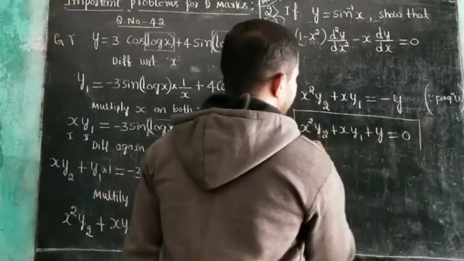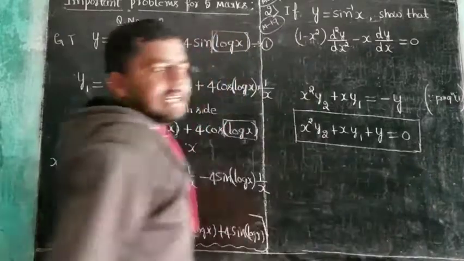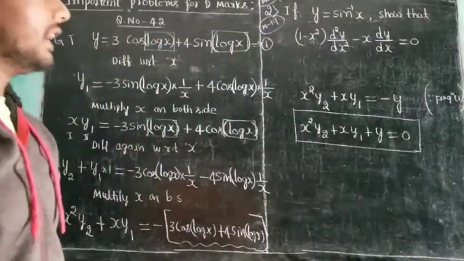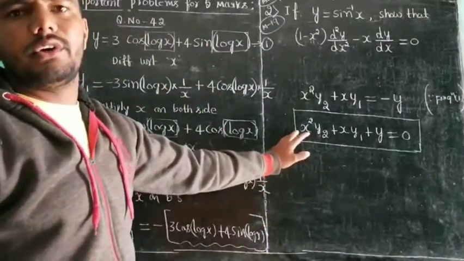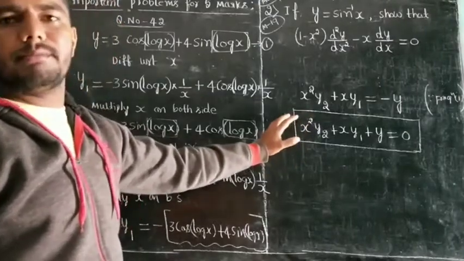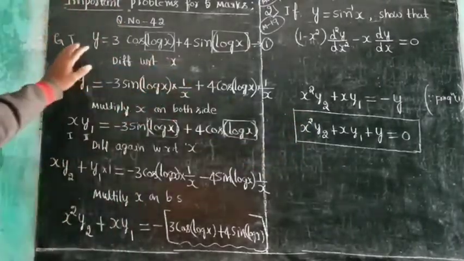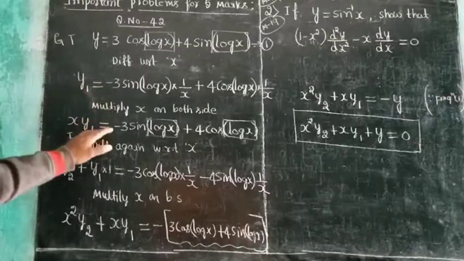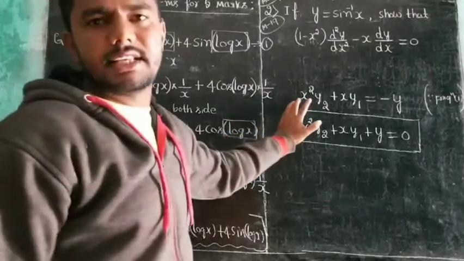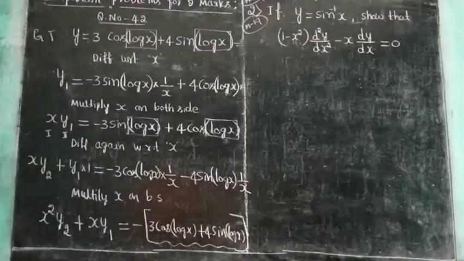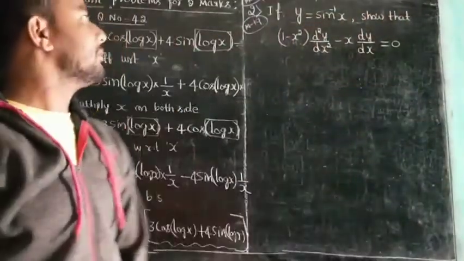It is the final result. Hence, we have proved the final result. These problems contain 1, 2, 3, 4, 5, 6 steps. So next, another important problem, problem number 2.